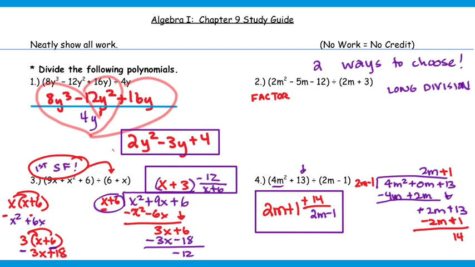I add that up, and I end up with 2m. I bring down the 13, it goes in 1 time, and I take away the 2m plus 1, because taking away a negative is a positive, and I end up with a remainder of 14.